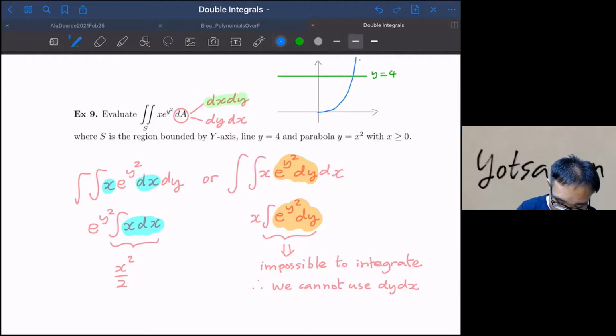So you have y equal to x squared. Let me use this down here, y equal to x squared. And you have only x positive, which means that you have only the right side.